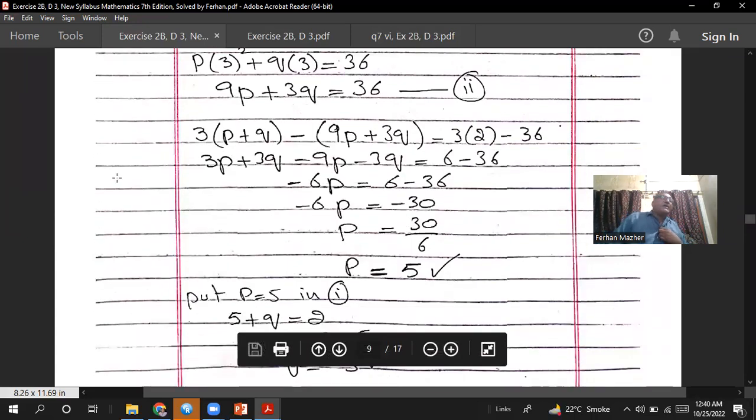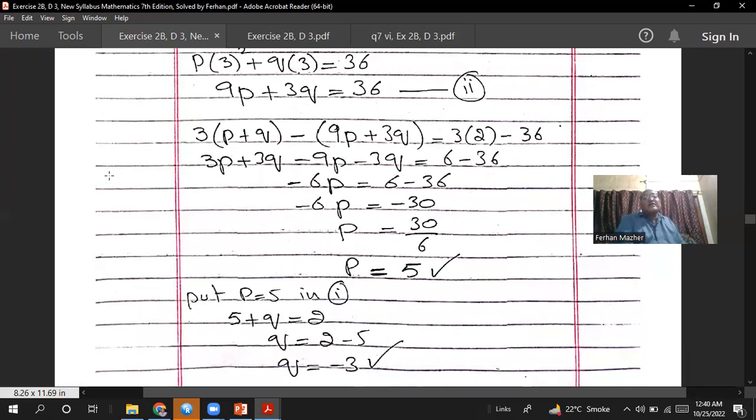So 3 bracket p plus q bracket close minus bracket 9p plus 3q bracket close is equal to 3 into 2 minus 36. So 3p plus 3q minus 9p minus 3q equals 6 minus 36. So the plus 3q and minus 3q will be cancelled. So you will have 3p minus 9p, that will be minus 6p, and that is equal to 6 minus 36. So minus 6p equals minus 30. So p will be equal to 30 divided by 6, and the p value will be 5.